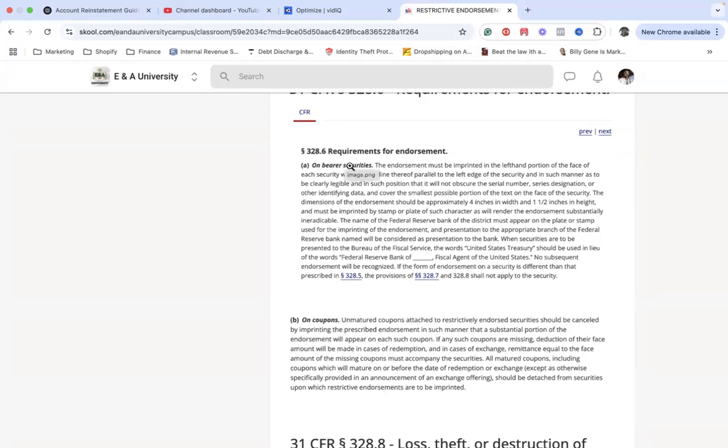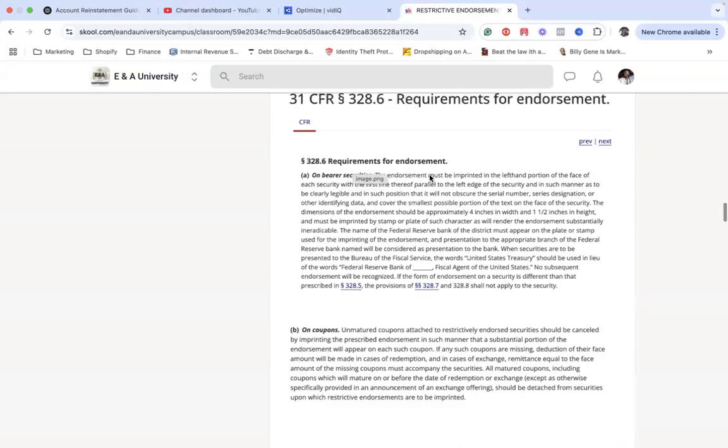So in this particular section, we're covering the fact that these requirements are what we need to follow in order for them to really accept it. So we're looking at the bearer security. The endorsement must be imprinted in the left hand portion of the face of the security. So it's telling you where it needs to go.